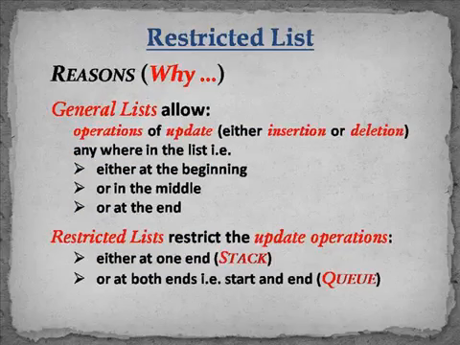Dear listeners, the general lists allow the operation of insertion or deletion to be performed anywhere in the list. That is, the update operations may be performed either at the beginning, or in the middle, or even at the end of the list. On the other hand, the restricted lists constrain the update operation either to one end of the list, as in the case of a stack, or the update operation may be applied at both ends in the case of a queue.